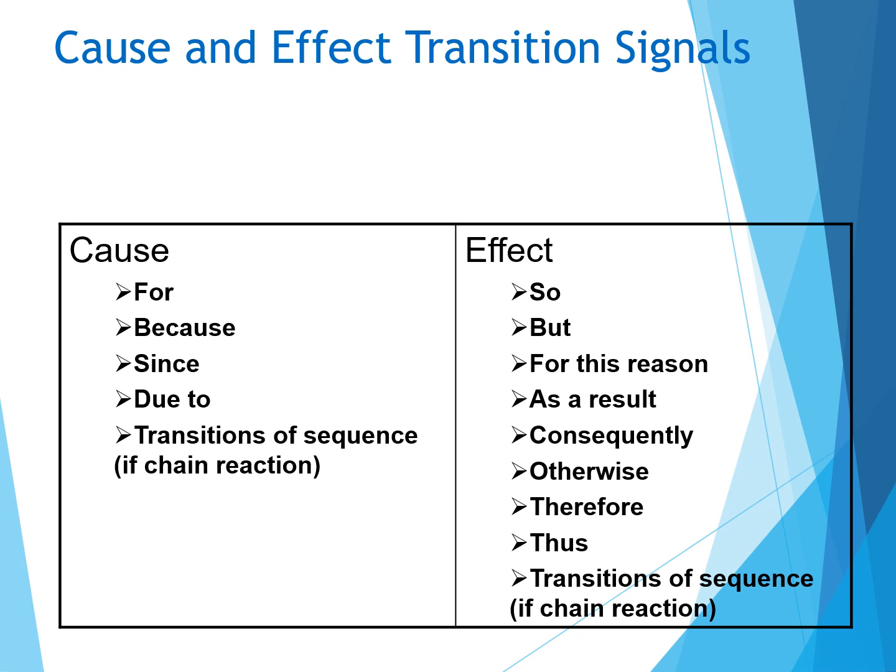So, there are several signal words that introduce causes: for, as a fanboys conjunction, because, since, due to. Also, if you've got a chain reaction or a cause and effect chain, use transitions of sequence: first, second, third, next. For effects, again, so, one of the fanboys connectors, but, for this reason, as a result, consequently, otherwise, therefore, thus. And again, you could use your transitions of sequence.